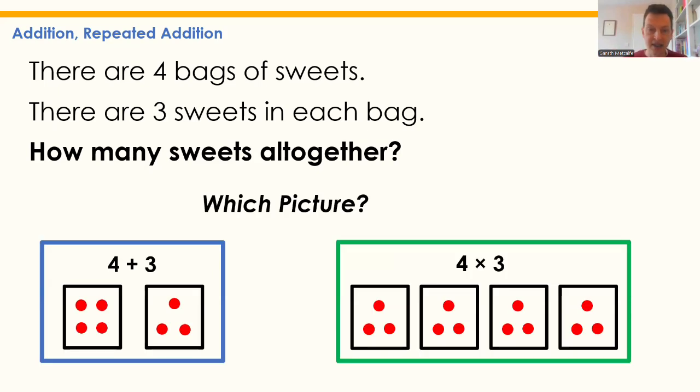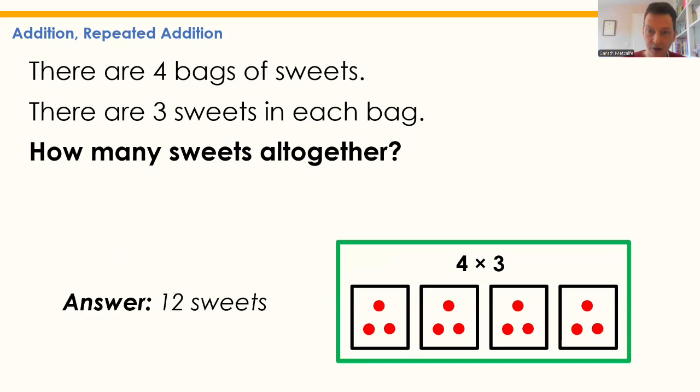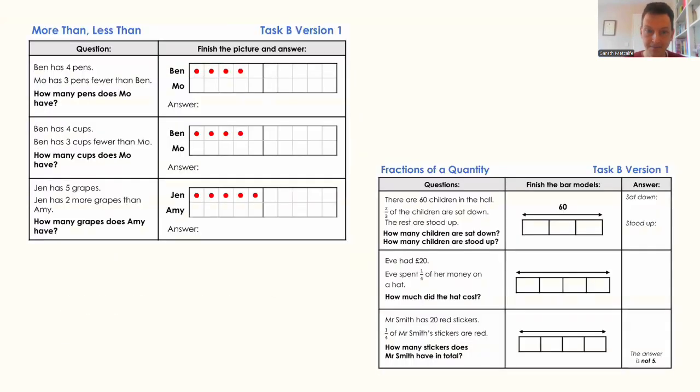Which picture? Is it 4 add 3? Is it 4 multiplied by 3? And children then really thinking about the structure, the wording that really uncovers that structure. And then, of course, we see it's 4 multiplied by 3, the answer being 12 sweets.